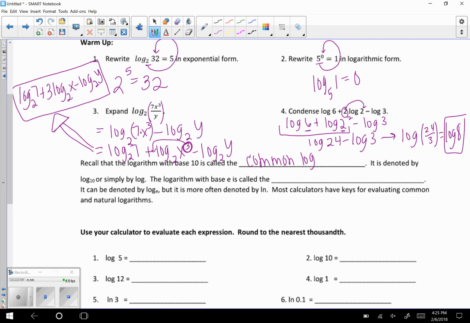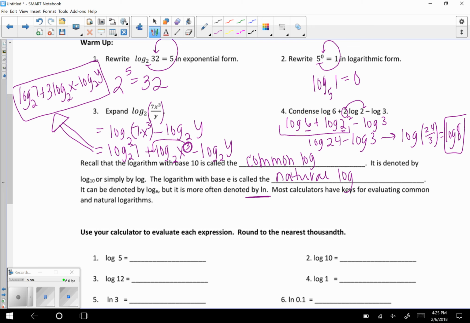The logarithm with a base of e, remember we said, is called the natural log. And if you have a log base e, we don't write log e, we write ln, okay? Most calculators have keys for that as well, okay?